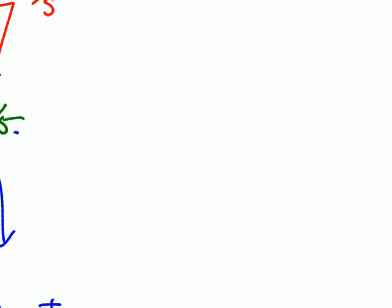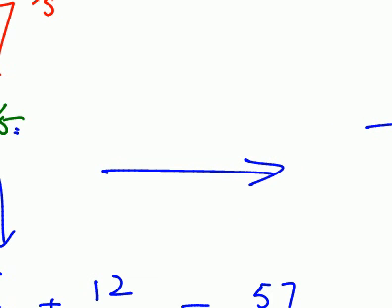9 fourths is equal to how many 20ths? 4 times what gives you 20? 5. 9 times 5 gives you? 45. How about the next one here? 5 times what gives you 20? 4. 3 times 4 gives us? 12. So what's 45 over 20 plus 12 over 20? 57 over 20. So this is the same thing as 7 to the power of 57 over 20.